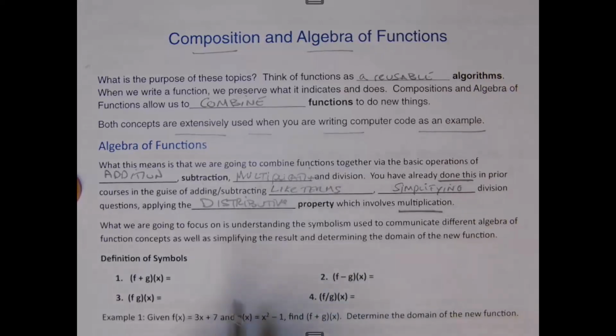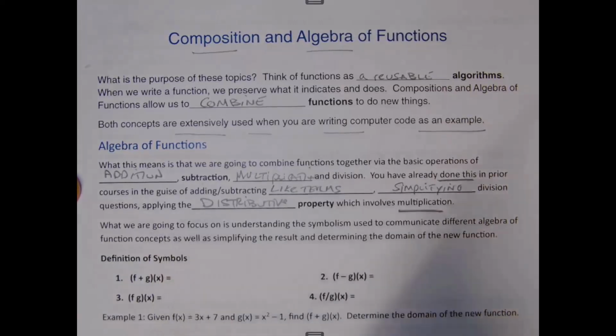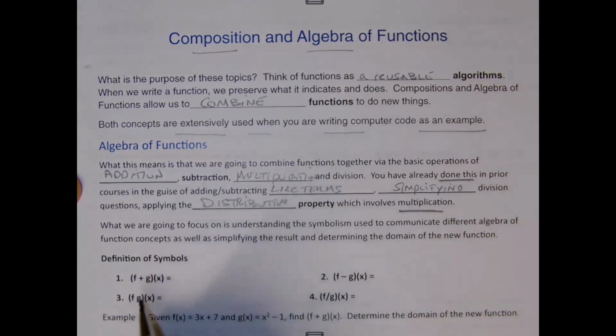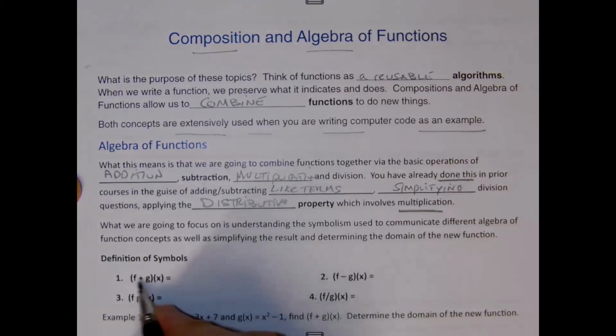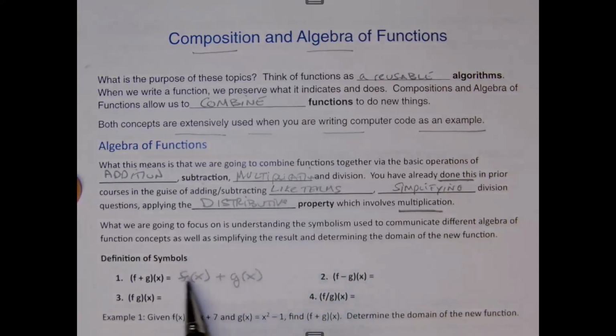But we're now going to take a look at this notation that indicates what we're doing, and it's important to really focus on this notation. Let's understand the symbolism. First of all, if you look at this, it says (f plus g)(x). What does this mean? It literally means add these two different functions. On the right, I'm going to write the literal meaning of this symbol. It means find this f(x) and add it to this g(x).